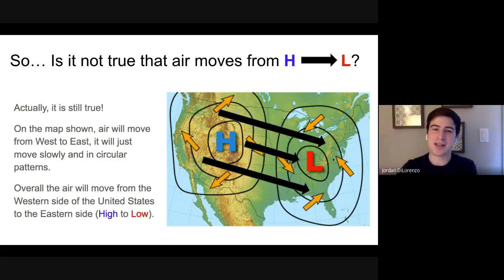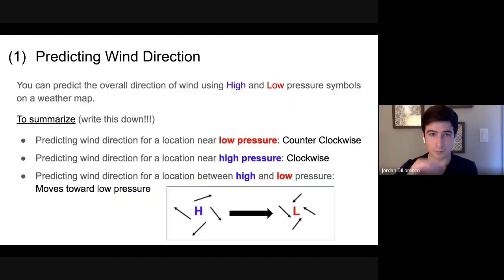So what this means is, even if they're not moving in a completely straight line, wind and air is going to slowly move east in this scenario. So you can still draw these straight arrows, and it is still true that overall air is moving in that direction. So please don't think that's not true. High pressure does move towards low pressure.